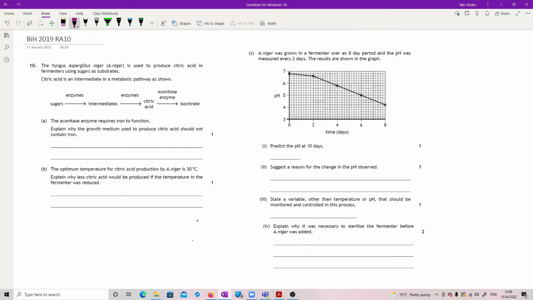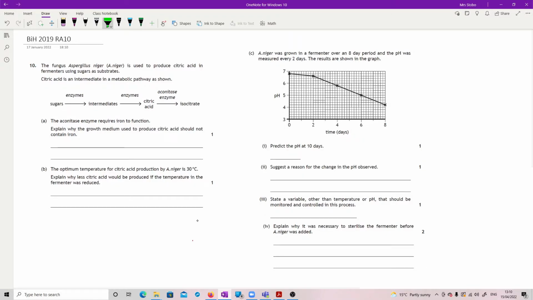We've got a fungus, an Aspergillus, used to produce citric acid in fermenters using sugars as substrates. Citric acid is an intermediate in a metabolic pathway as shown. So you've got sugars with enzymes, goes to intermediates, another set of enzymes take us to citric acid, and then the actinase enzyme produces isocitrate. The actinase enzyme requires iron to function. Explain why the growth medium used to produce citric acid should not contain iron.